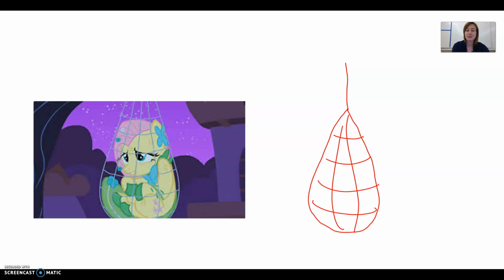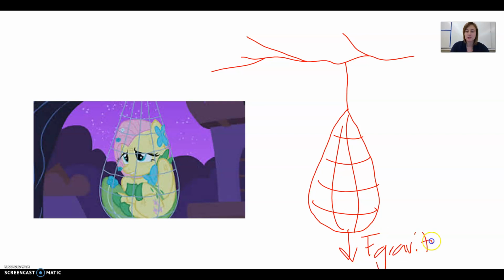And this net is hanging from a tree. So here's my tree branch. Go ahead and draw this with me. Now let's talk about the forces acting on this net hanging from a tree, or it could be anything hanging. So first of all, we have the force of gravity. It's pulling it down. That's a pretty safe bet since we're on Earth.